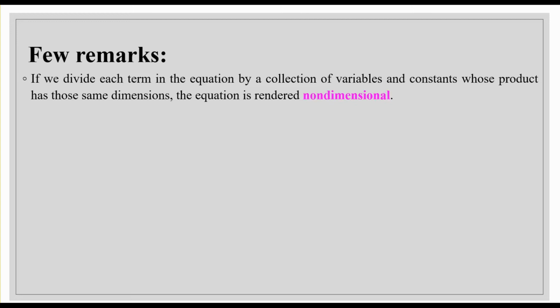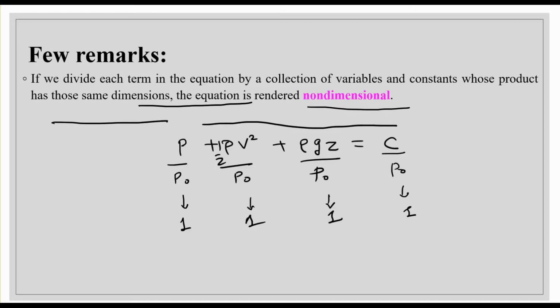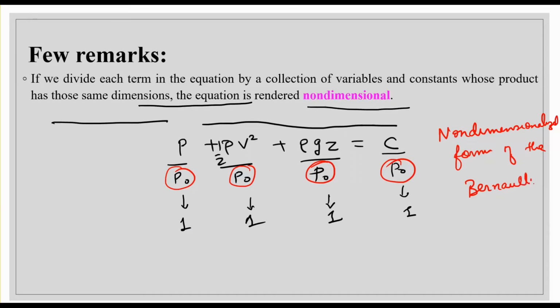For example, if we see our Bernoulli's equation, and if we divide this Bernoulli equation by the pressure, like this one, which also has the dimension of pressure. So then if we divide each term by this term, then each term will have what? The dimension as 1. So this is called a non-dimensionalized form of Bernoulli's equation. Obviously each term in the non-dimensional equation is dimensionless. You can see that all these terms are dimensionless.